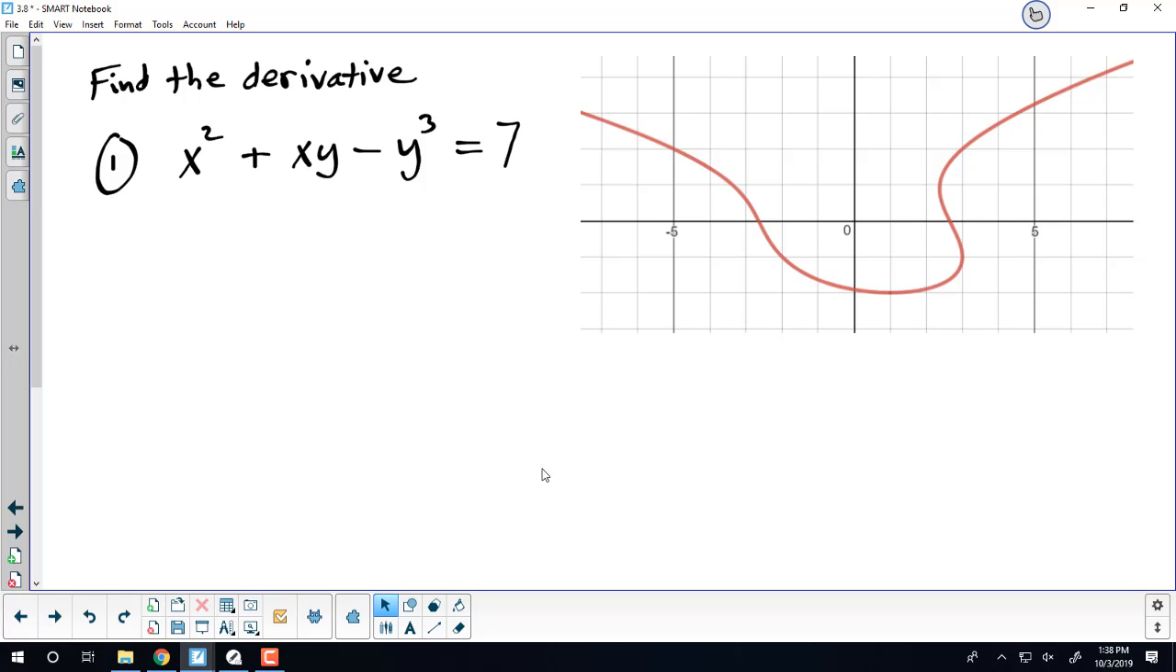Well, we're trying to solve for y prime. Then you just get both y primes on one side. But can you even?